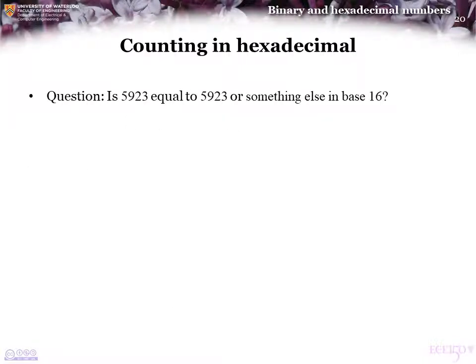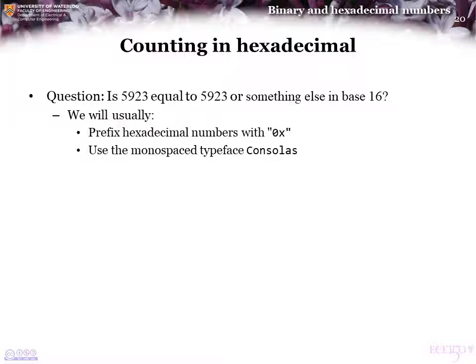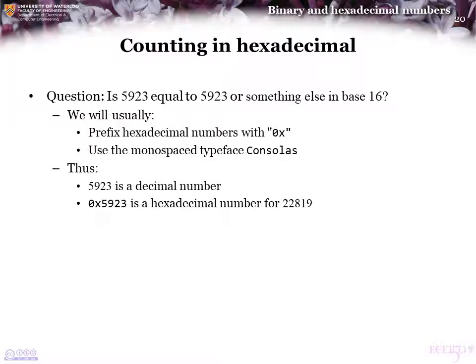Now this begs the question again. Is 5923 actually equal to 5,923, or is it something else in base 16? Well, again, we are going to prefix any hexadecimal number with 0x, the x from the hexadecimal, and we will again also use the monospace typeface Consolas. Thus, if you see 5923 in Times New Roman, that's a decimal number. However, if you see 0x5923, that's a hexadecimal number, and it happens to represent the decimal number 22,819. But you don't have to worry about how to get that. To start off again, we may occasionally gray out the 0x if we want to emphasize the hexadecimal number.